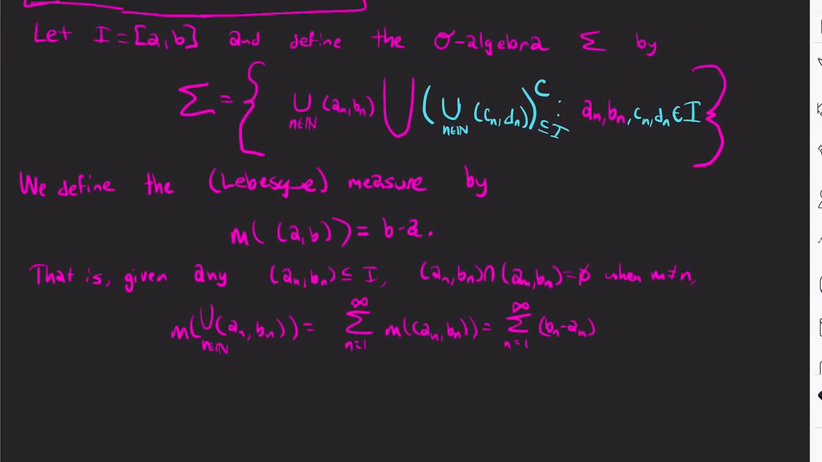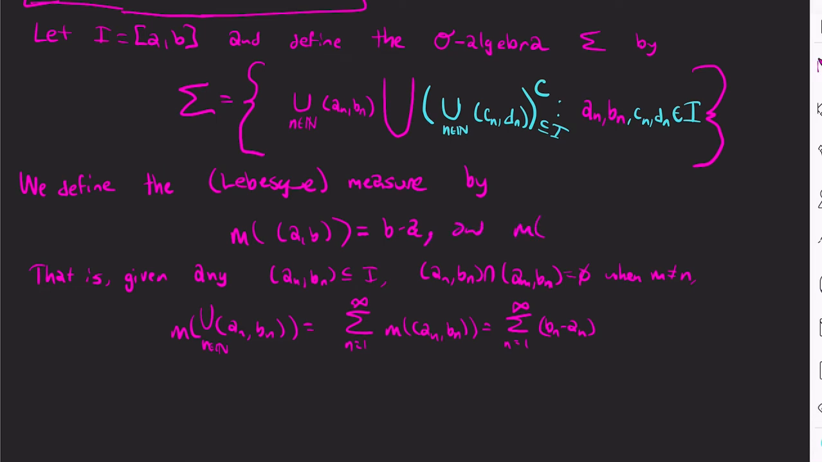Okay, so now I'm ready to define a specific measure. We have a specific sigma algebra that I'm giving you, and now I'm going to give you a specific measure that we're going to call Lebesgue measure. And it's just defined as follows. If I give you an interval, I'll just take the right endpoint and the left endpoint and subtract them. Otherwise, it's the empty set. I guess I'll write that.